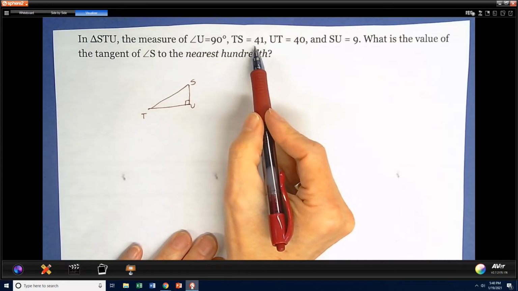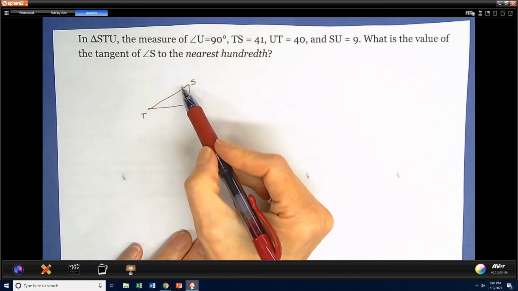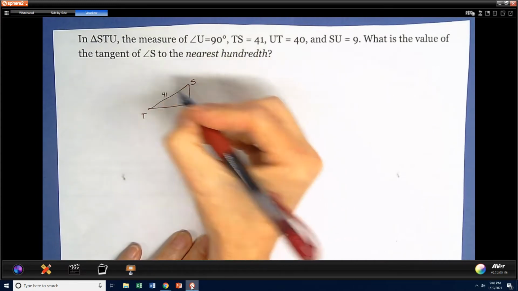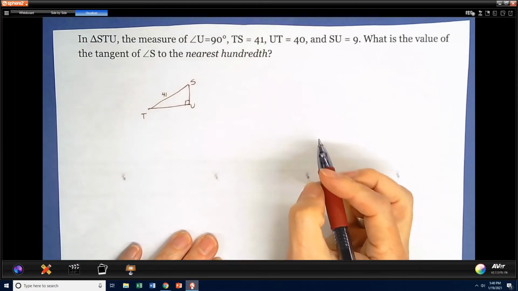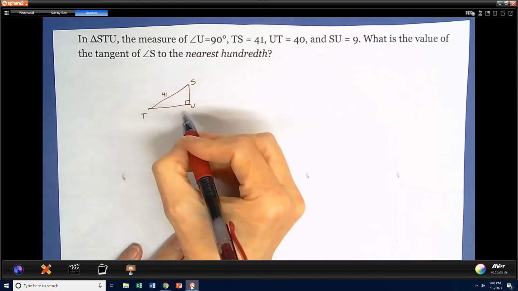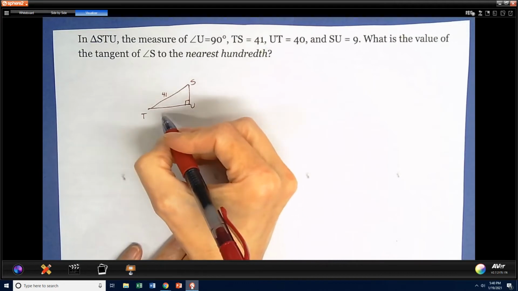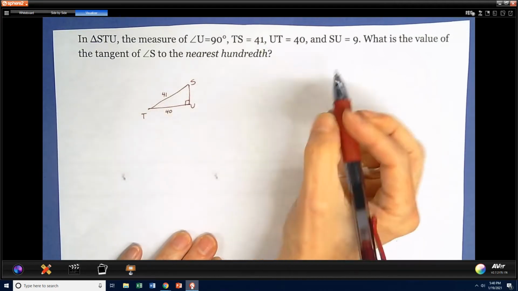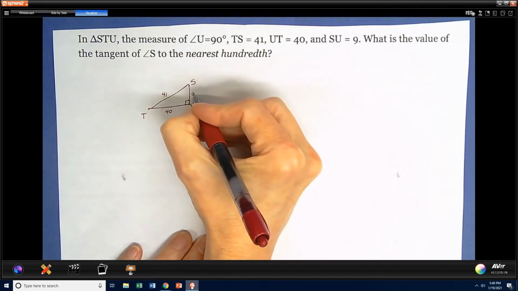TS is 41. Well, here's TS. It's my hypotenuse. There's 41. Label it. UT is 40. UT, TU, same side. That's 40. And SU is 9.